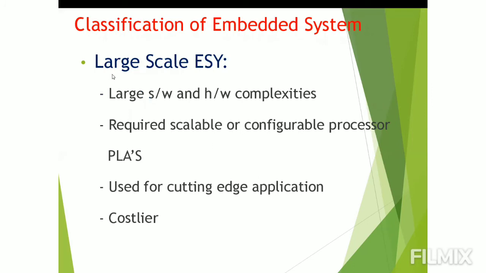Next embedded system is large scale embedded system. What is large scale embedded system? In large scale embedded system, the software and hardware complexities are more as compared to previously. It requires scalable and configurable processor like PLAs. What is PLA? Programmable Logic Array. And it is used for cutting edge applications, and this type of system is costlier.